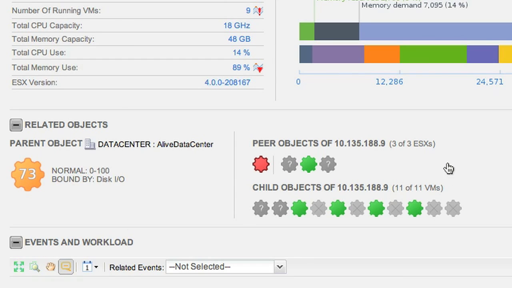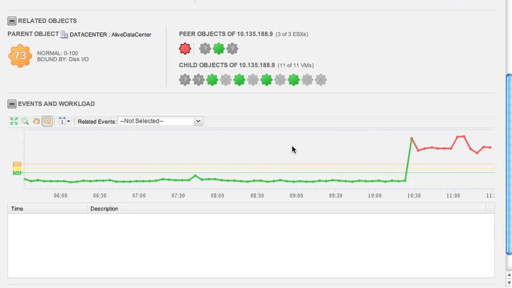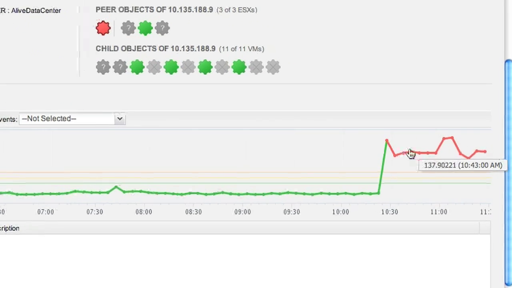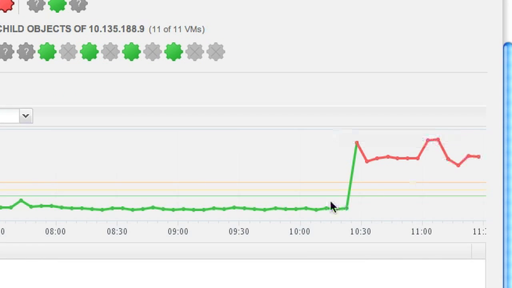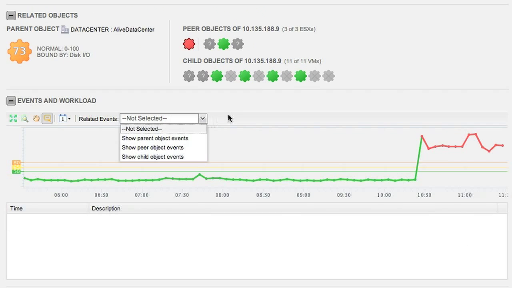As we continue looking down, we then see the events in workload. What this view is meant to do is to try and help you correlate from when events happen to changes in workload. Now you can see here there's a giant spike in workload, and indeed workload stays pretty high after that. But we don't see any events. So maybe this workload spike happened from the VMs running on this host.